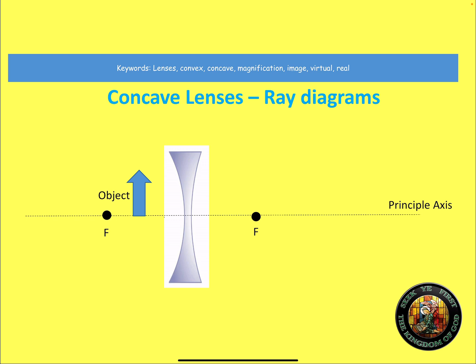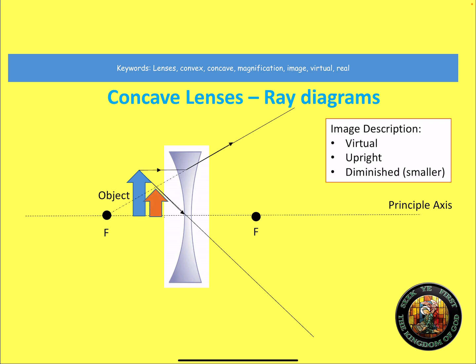If we have the object beyond the lens and the F, there you go. And the image is virtual, upright, and diminished.